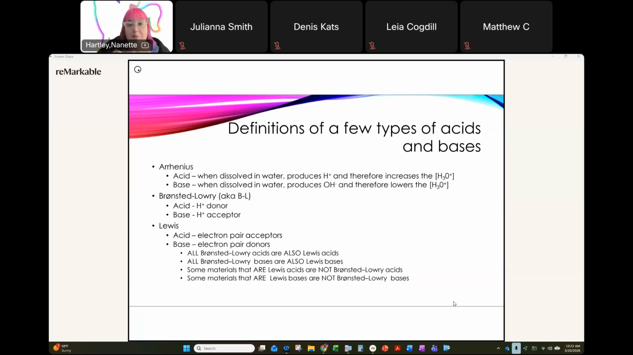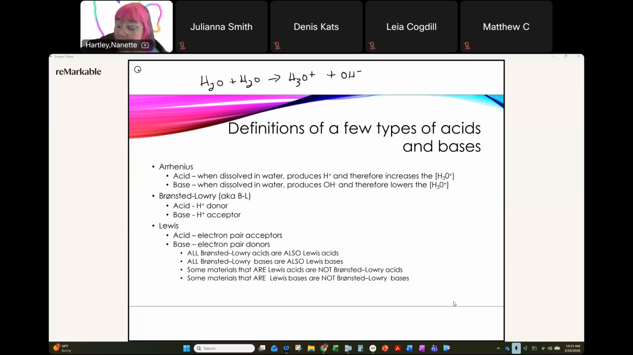So again, when we talked about our Arrhenius acids, the acid, when dissolved in water, produces H plus and therefore increases the H3O plus. The base, when dissolved in water, produces OH minus and therefore lowers the H3O plus. And again, that's based on the equilibrium for water. So when we talk about water, which acts as its own acid and base, we have this situation here, which gives me the H3O plus and the OH minus.